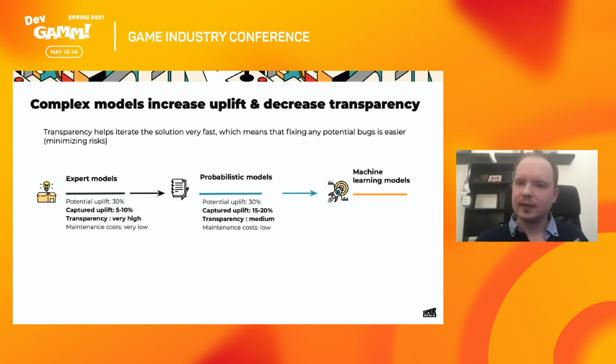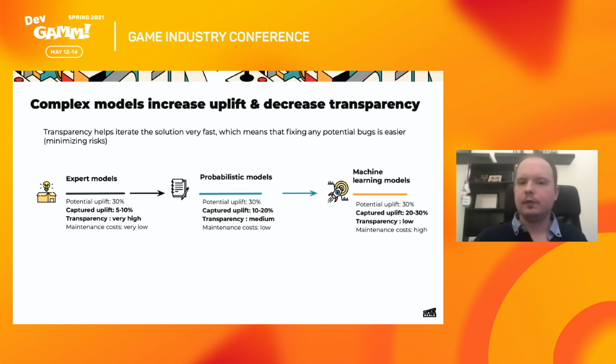In terms of probability, it's like 15 to 20%. Transparency is lower, but it's still workable, so we still see what actually happens inside the model. Maintenance is very low because probability you can do in SQL, for example. And the machine learning models are high maintenance. Transparency is very low, but the uplift that can be generated is that potential.